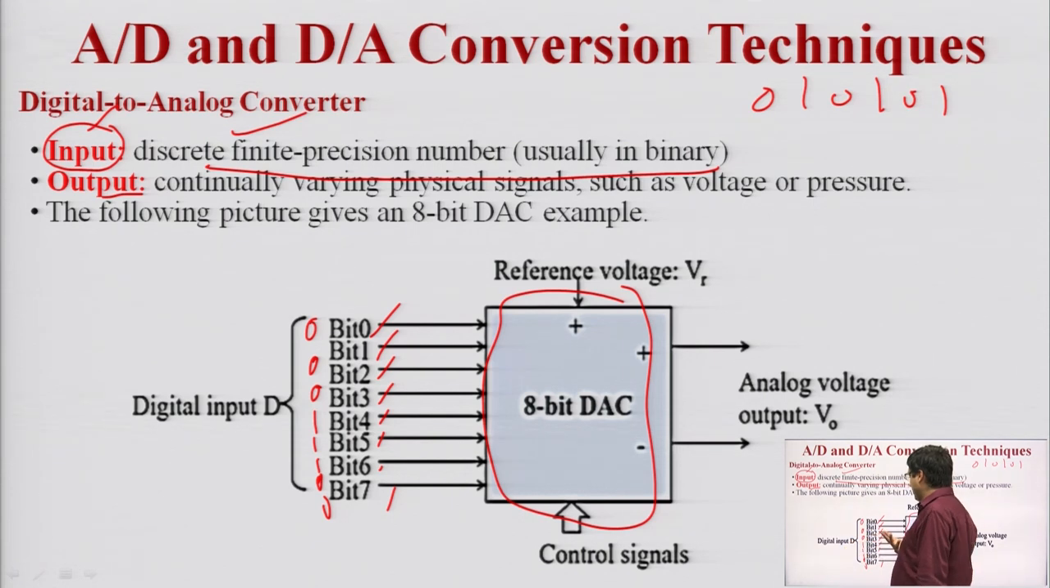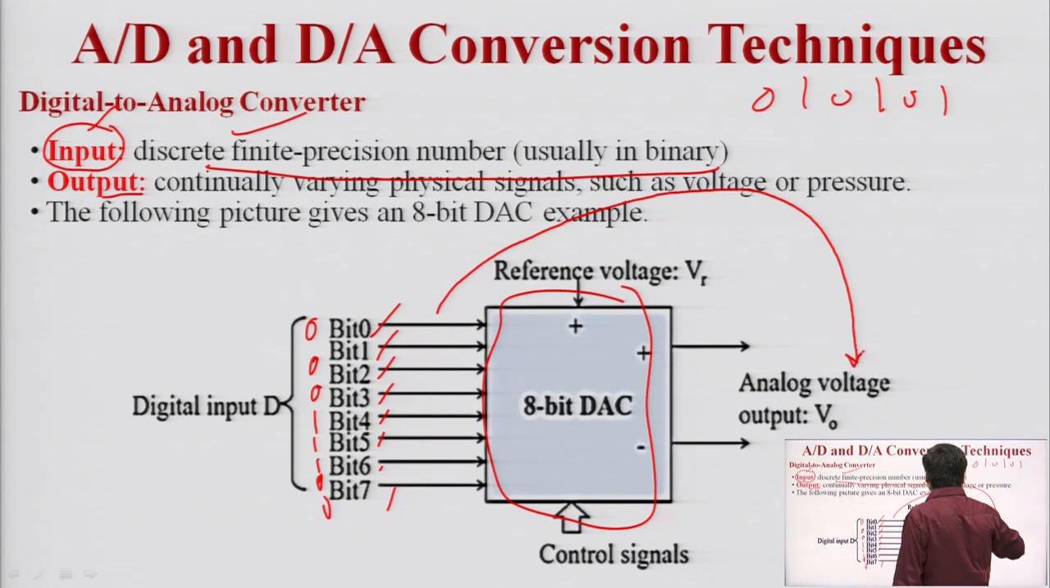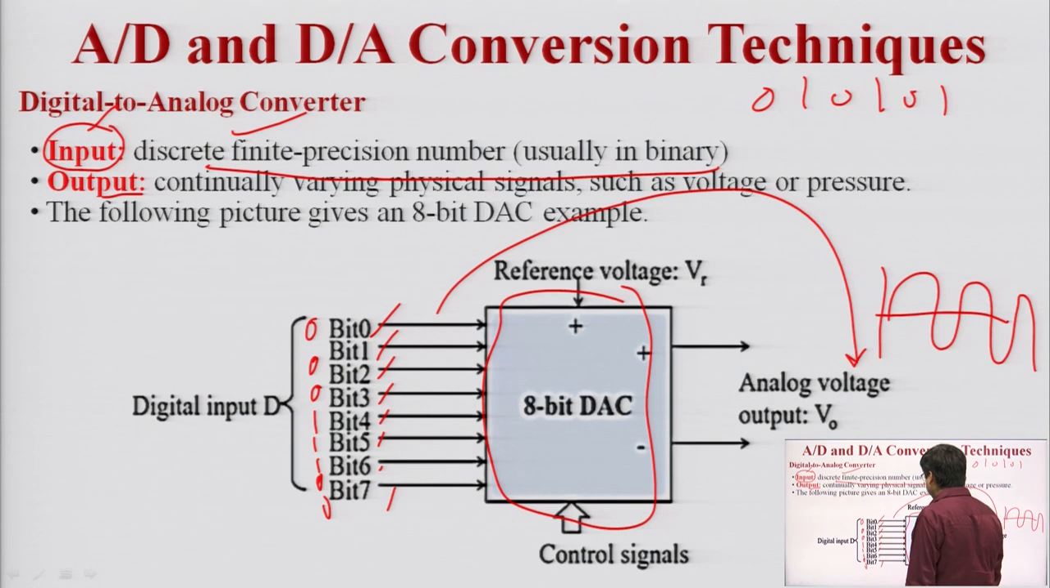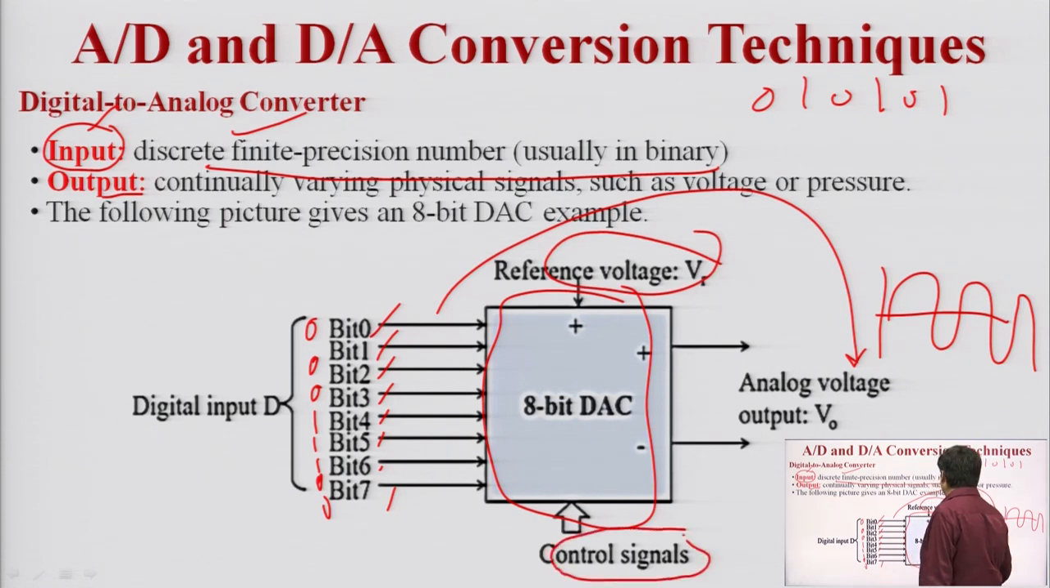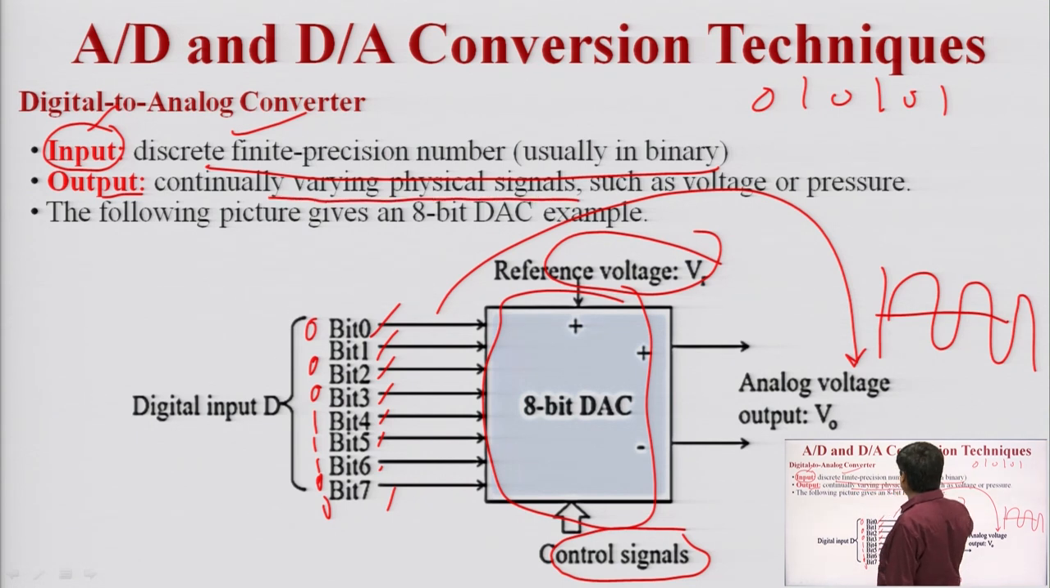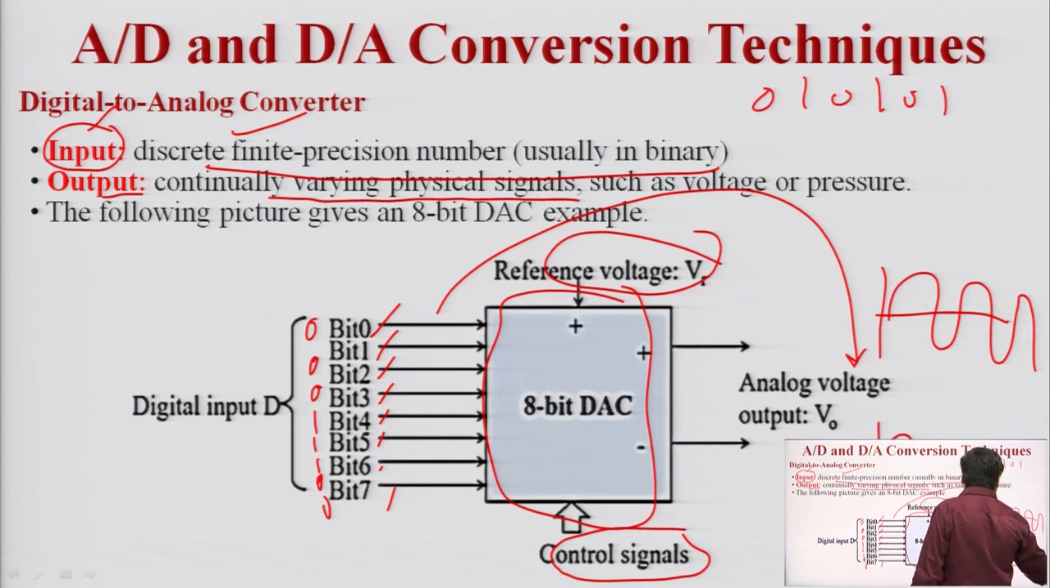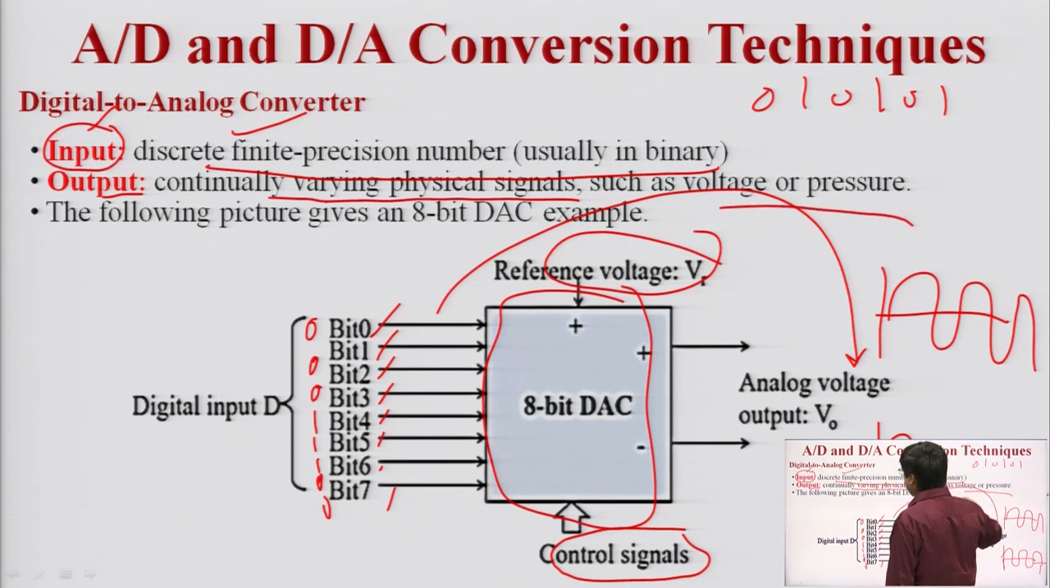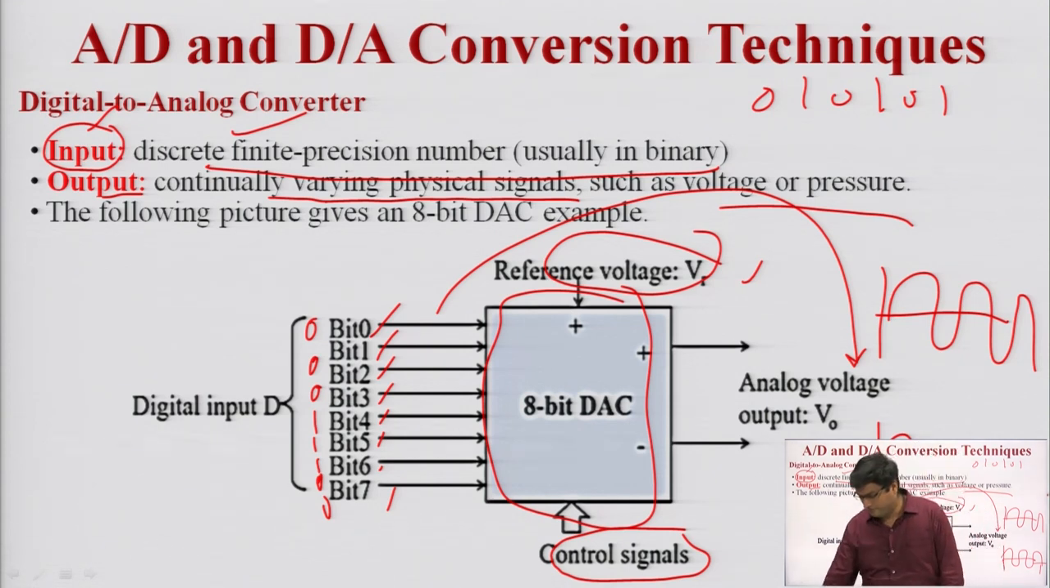It takes the digital input and converts it into an analog voltage or current. For the conversion, we need some reference voltage and some control signals for processing. The output is a continuously varying physical signal, continuous in nature, such as voltage or pressure. This figure explains the function of the digital to analog converter.